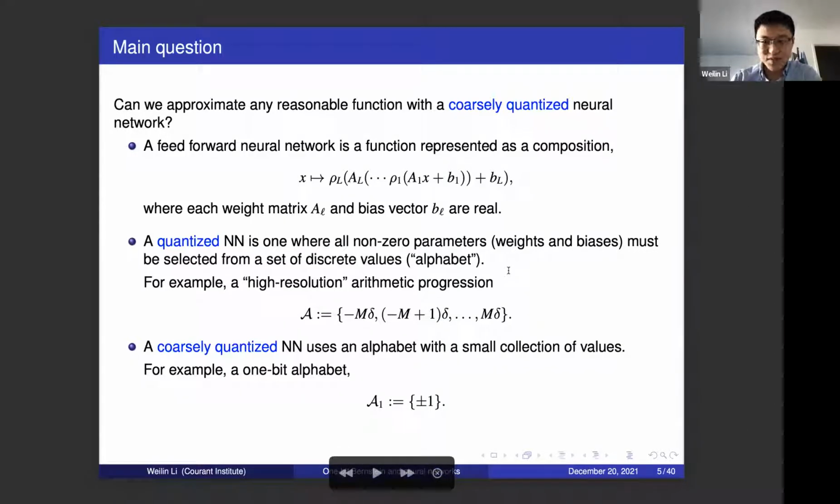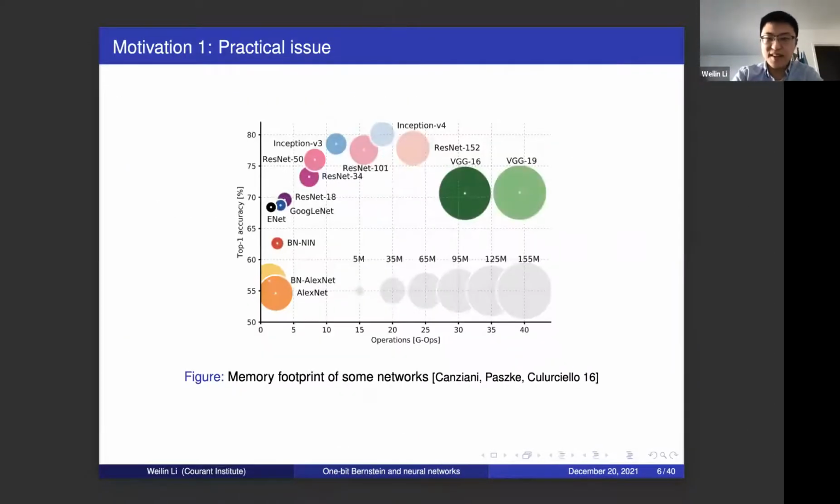Okay, it's not an obvious question, but before I get into the math, let me just motivate why we even asked this question in the first place. The first is a practical issue, which is that it seems like every year, these neural networks are getting bigger and bigger. Seems like to get better performance, you just need bigger networks, which means more layers, more parameters, more cost of storage, more costs to even perform a forward operation.